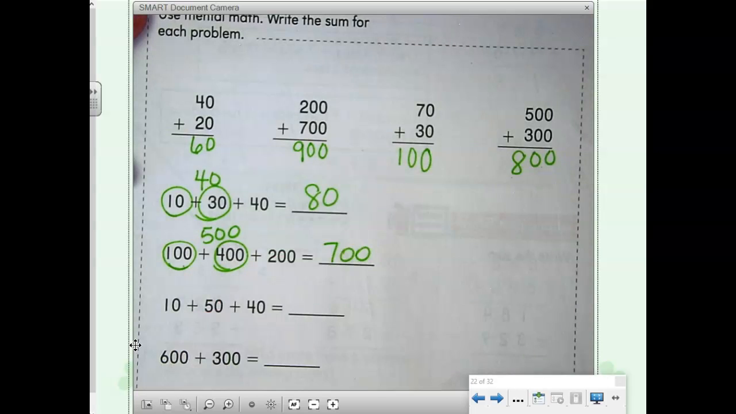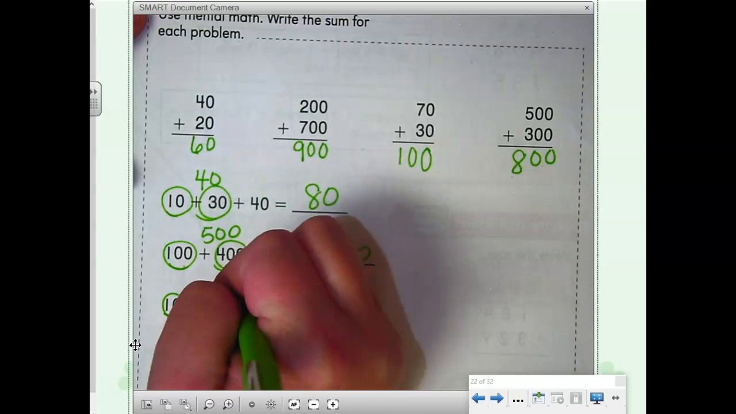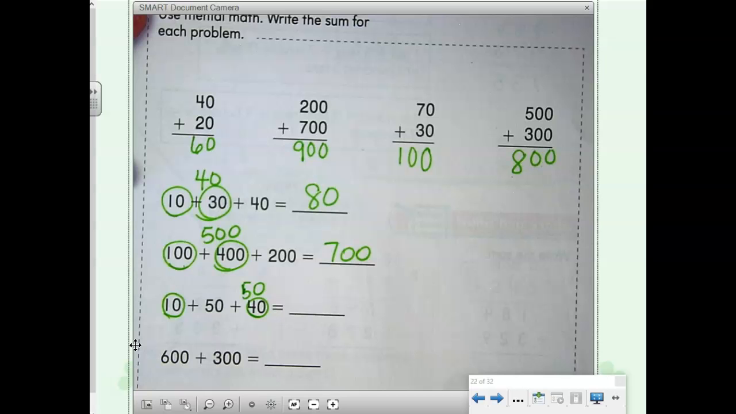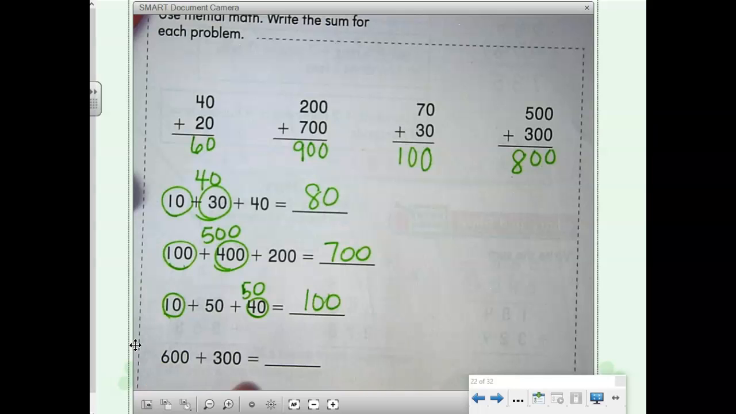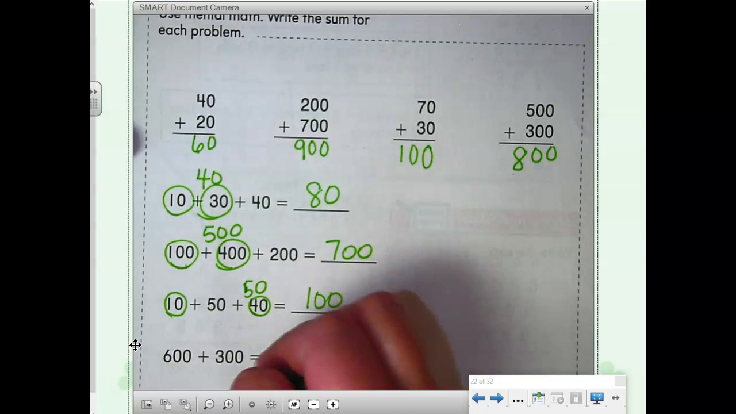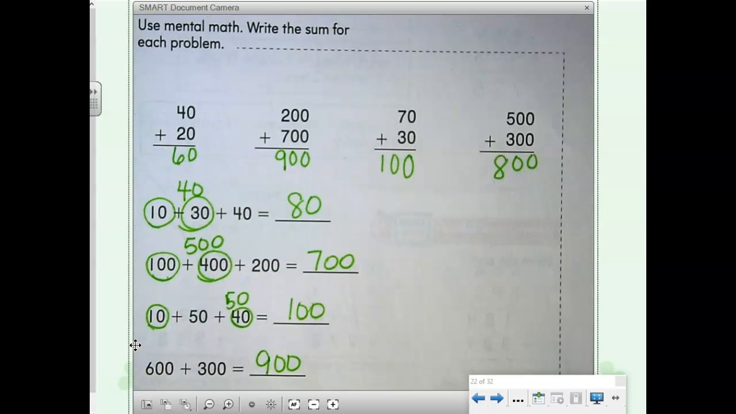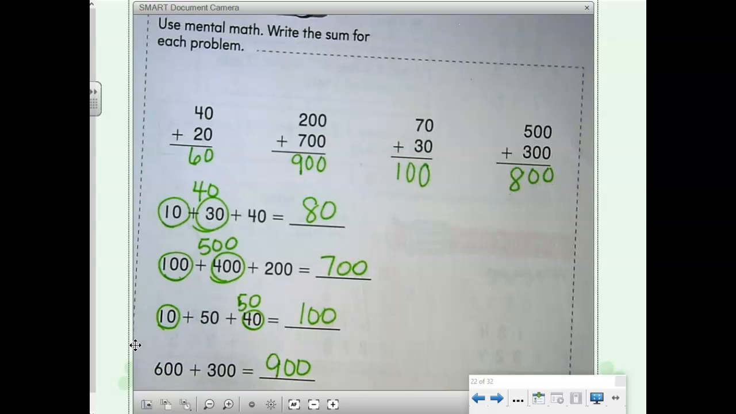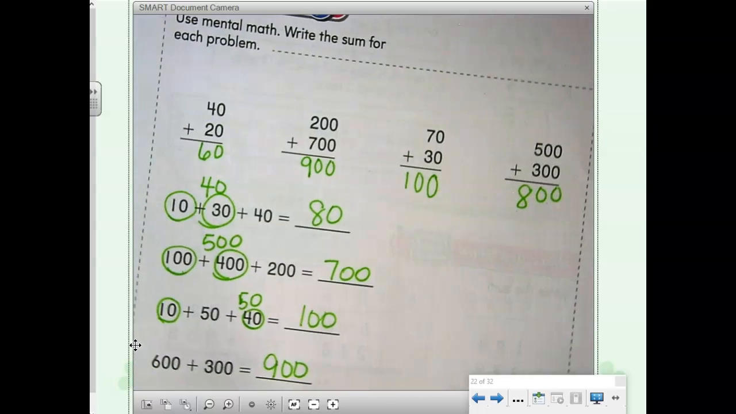All right, here we have 50 already. Let's make 50. 40 plus 10 is 50. So what's 50 plus 50? 100. And then we have 600 plus 300. Like counting by 100 3 times. So 600, 700, 800, 900. All right, so sometimes using your mental math will help you when solving problems. All right, turn the page over.